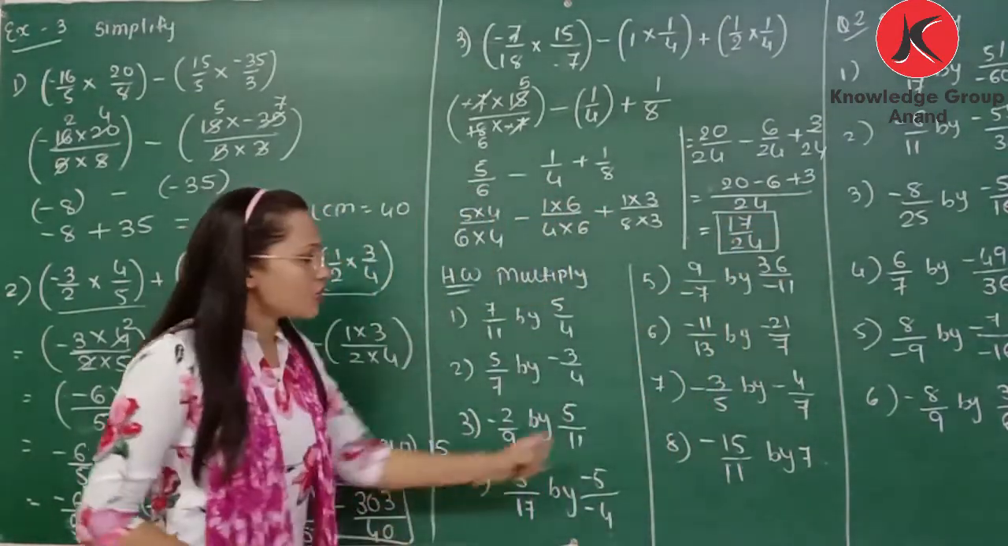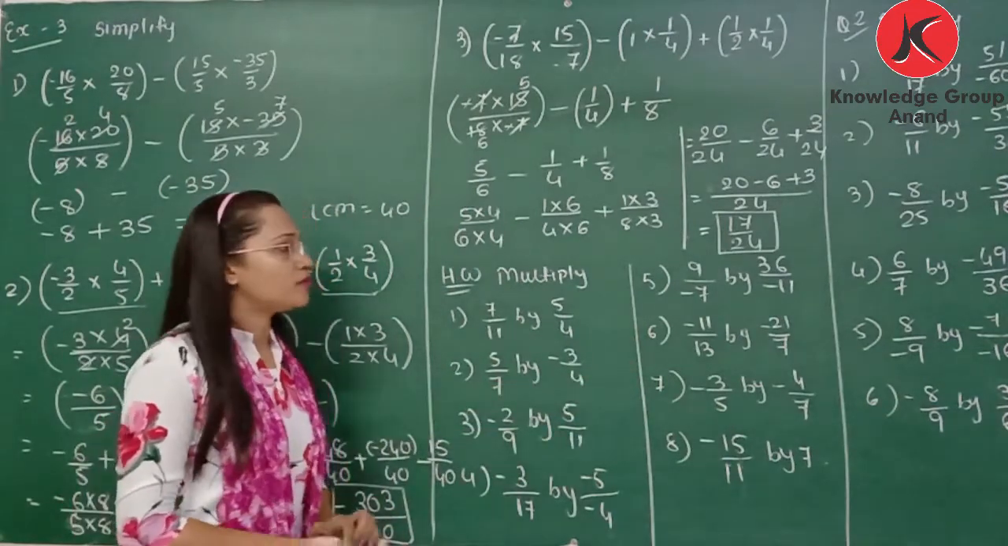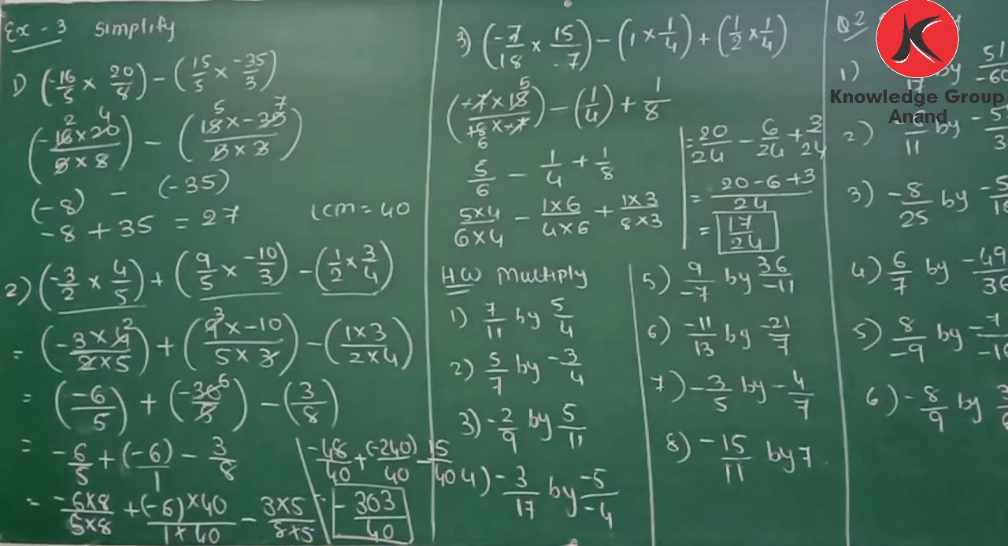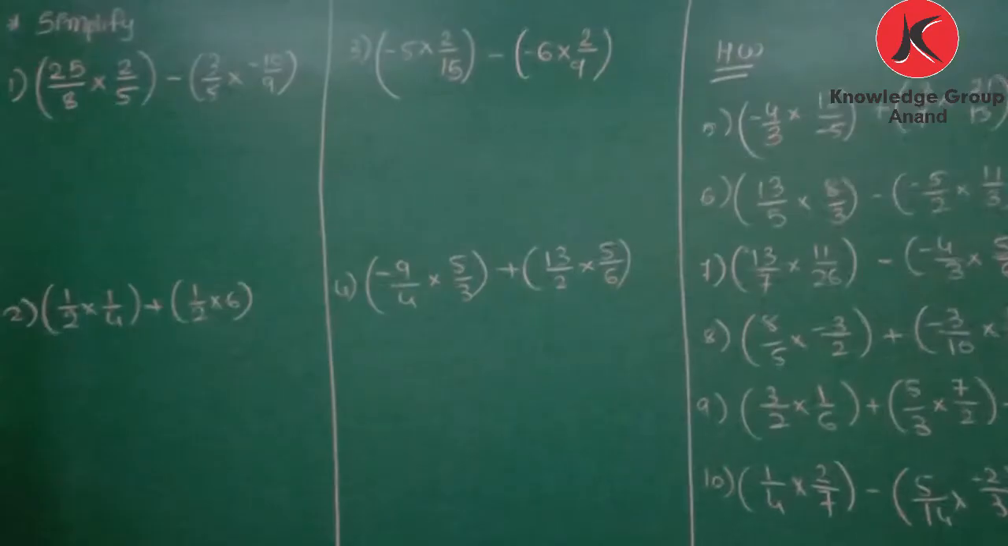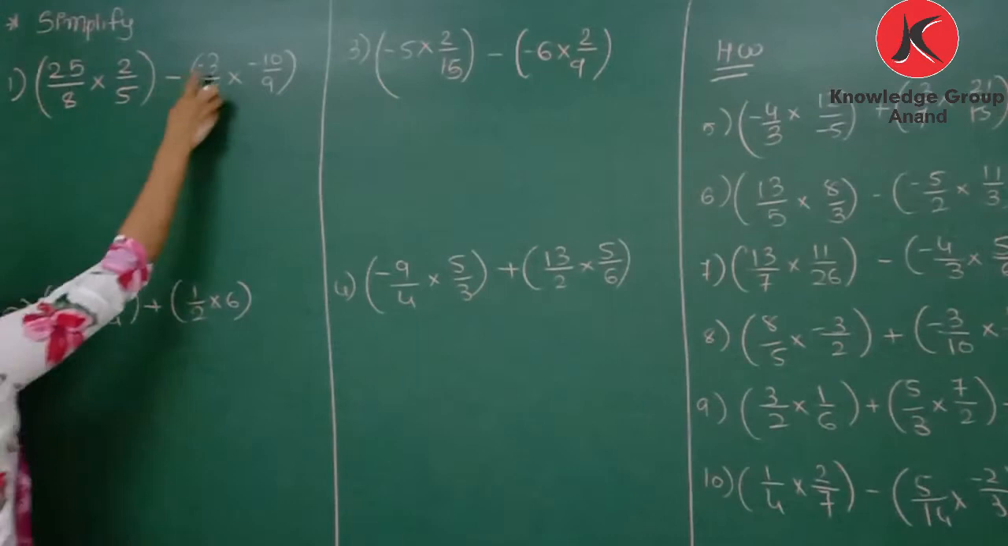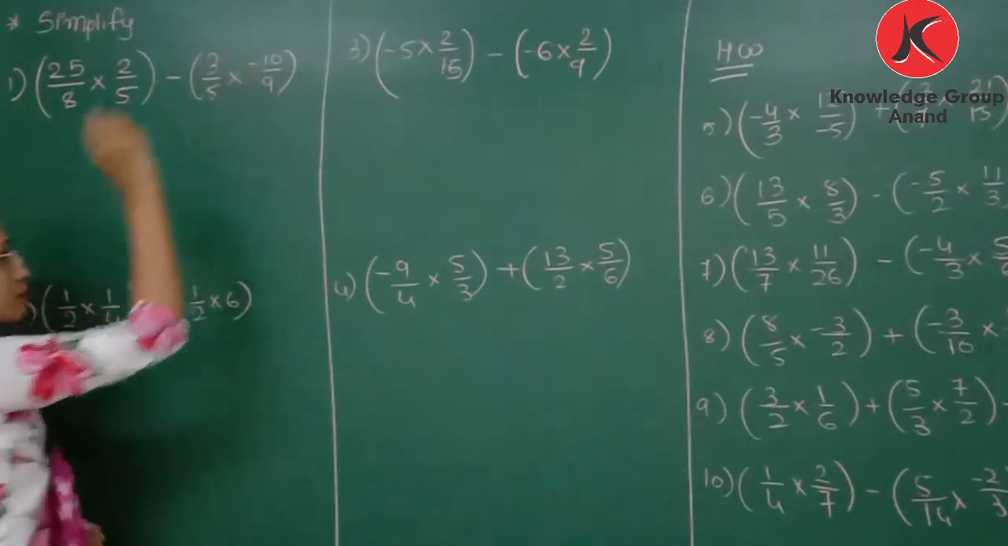Okay. Here some examples are given. You need to perform the multiplication of that. Let's take some more example in which we need to simplify. So here minus 25 by 8 multiply 2 by 5 minus 3 by 5 multiply minus 10 by 9.